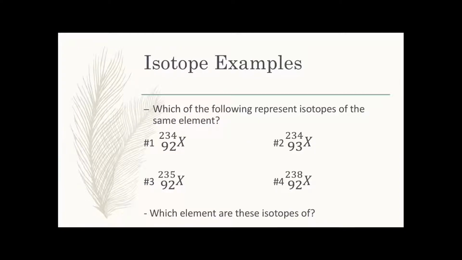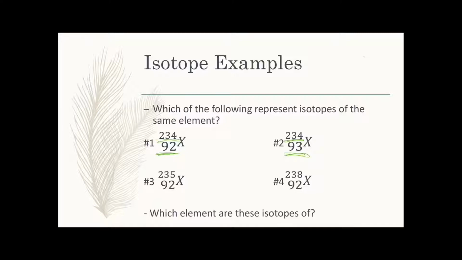All right, so here's some examples. I want to know which of the following represents isotopes of the same element. So remember, if it's the same element, the atomic number is not going to change. So for number 1, the atomic number is 92. The atomic mass is 234. Okay? For number 2, the atomic mass is 234. Well, the atomic masses are the same, but the atomic number is 93. Okay?